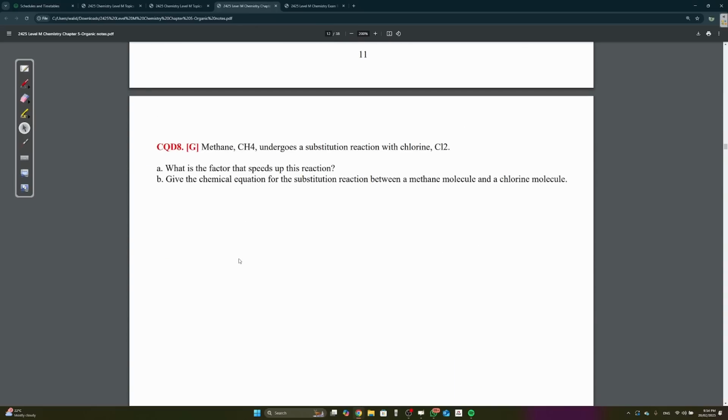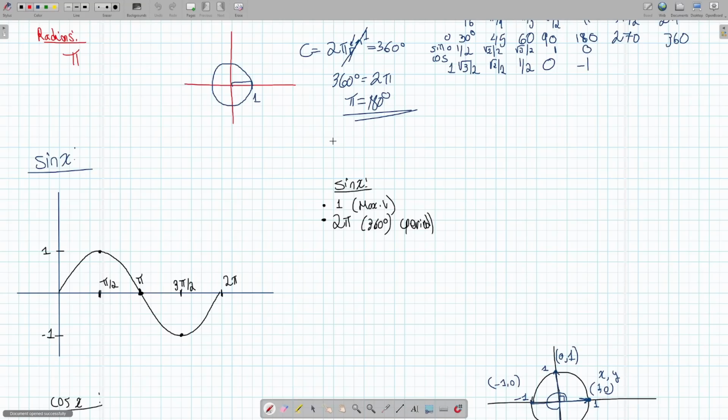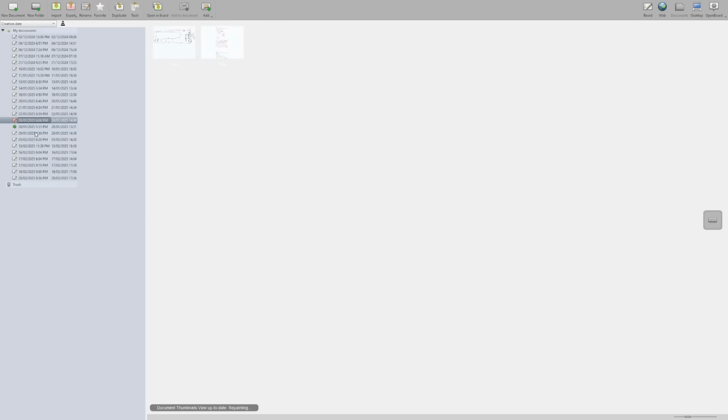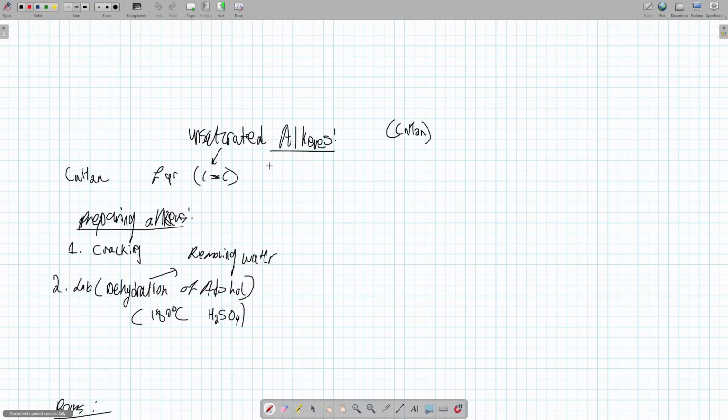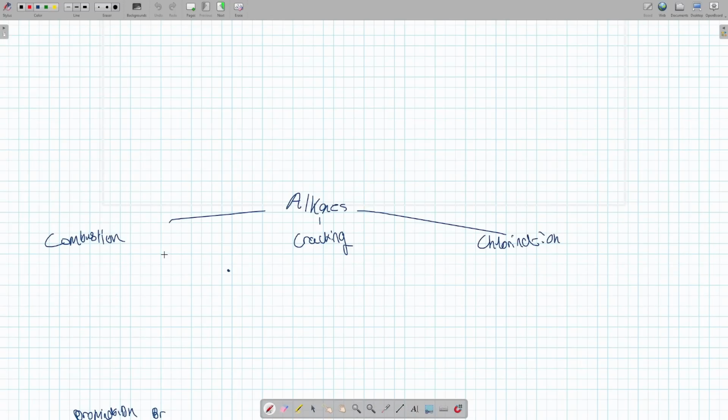Methane undergoes a substitution reaction with chlorine. What is the factor that speeds up this reaction? Remember, alkane, when it does chlorination, I did it somewhere here, over here. Yeah. So an alkane can go through 3 reactions. Remember, combustion, cracking, and chlorination.